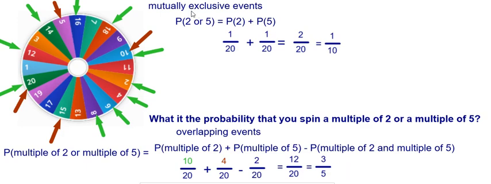Again, the difference between mutually exclusive events is 2 or 5. You can't do either one of these at the same time. Whereas with overlapping events, it is possible for there to be a multiple of 2 and a multiple of 5. Both 10 and 20 are multiples of both 2 and 5. If you have mutually exclusive events, all you do is add the probability of each one together. However, if you have overlapping events, you find the probability of each of the events, and then you subtract out the things that they have in common.